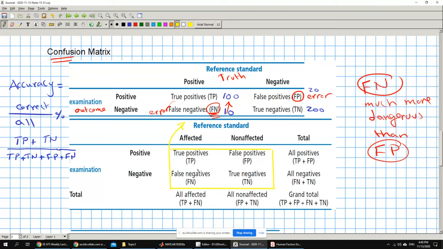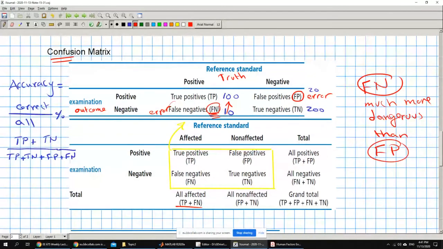But in order for you to be able to realize the meaning of what we're going to talk about, we have to consider that the positive is affected by disease. The negative is not affected by disease. Okay, so if you consider this is the truth, the summation of the true positive and the false negative is the count of cases or count of patients that actually are positive. So when I talk about all affected, this is the count of patients with the disease.